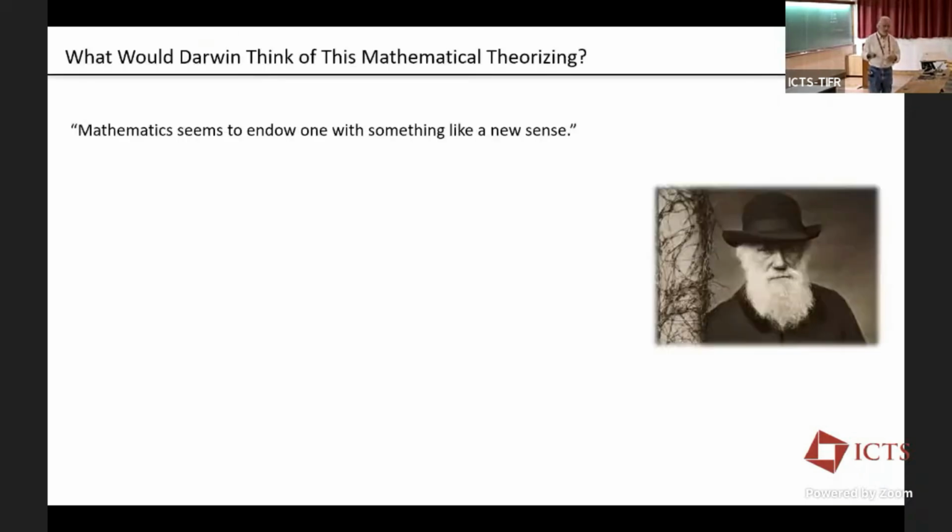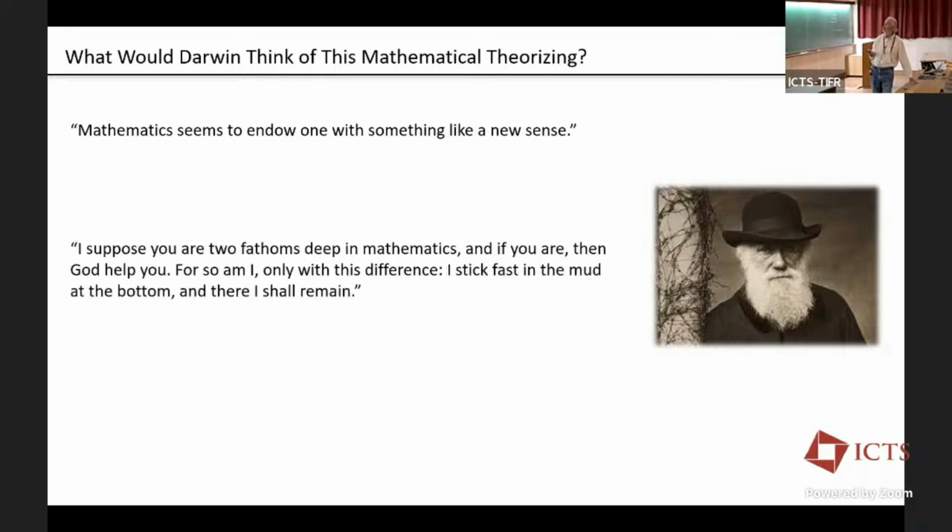And I thought I would end with this. Everybody loves Darwin quotes, right? And I think I have found that theoretical population geneticists are really fond of this quote by Darwin, that he just knew you guys are the ones that are better theoreticians than me. Mathematics seems to endow one with something like a new sense. If only I could do math.